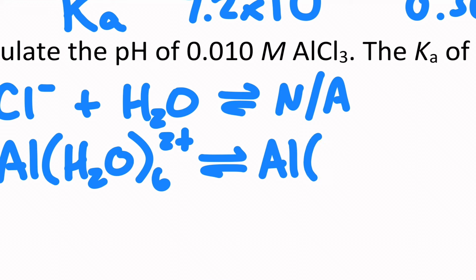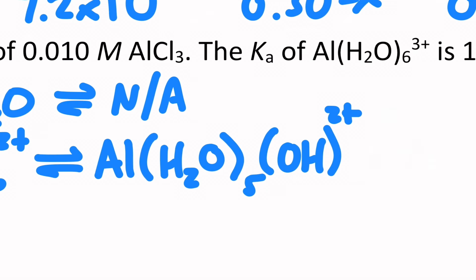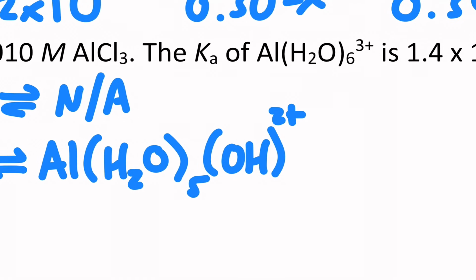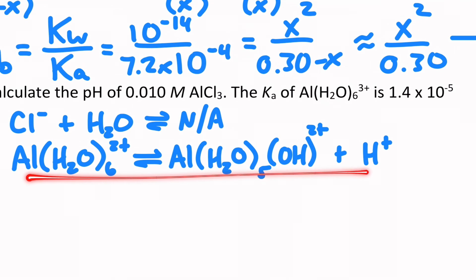We did this in the first lesson. Of the 6 water molecules, one of them will donate an H, so you'll get the 2+ charged aluminum species with 5 water molecules and an OH, and then just a lone H+. That's what the Ka expression looks like for that species.